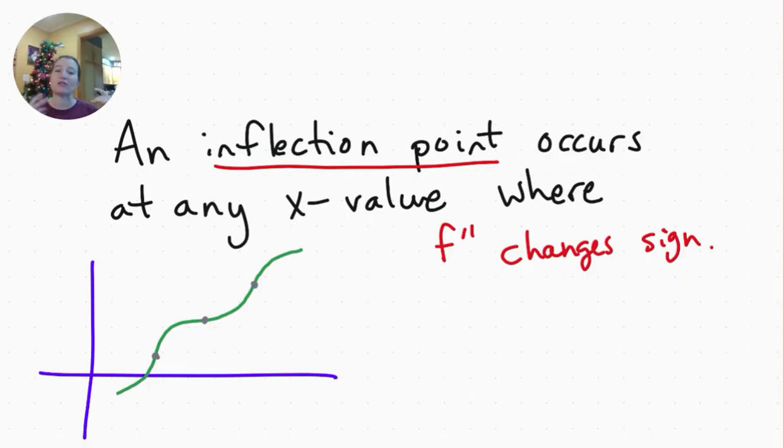Okay, and that's another one. You just want to kind of commit that to memory. So concavity: we would call this part concave up, and this frowny part, we're going to call that concave down.